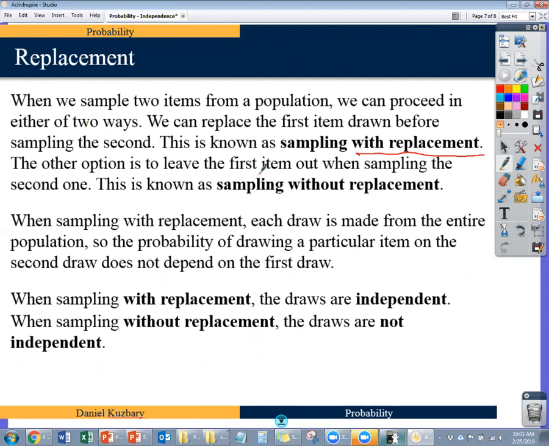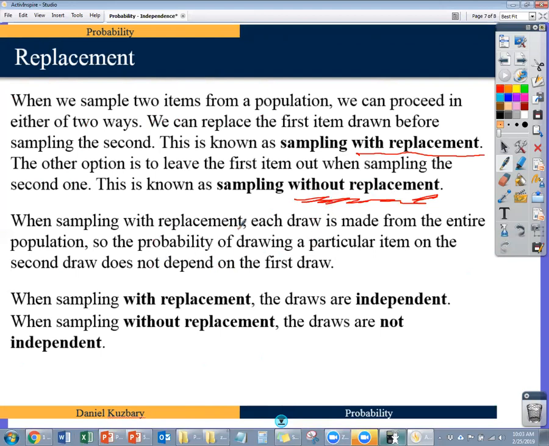The other option is to leave the first item out when sampling the second one. This is called sampling without replacement. So if I pull out a marble, there's only 9 marbles left. Then I pull another marble out of the 9 that are left. That's called sampling without replacement. I'm not putting the first marble back.